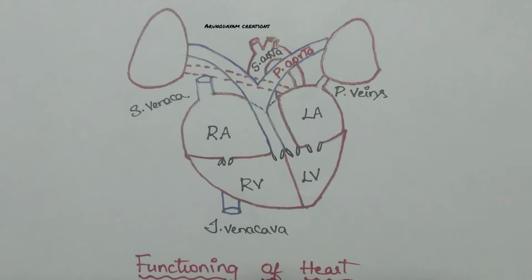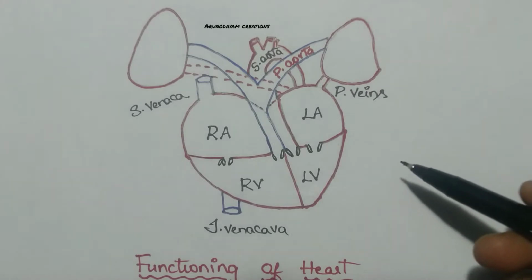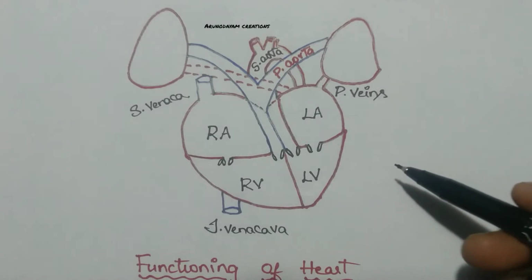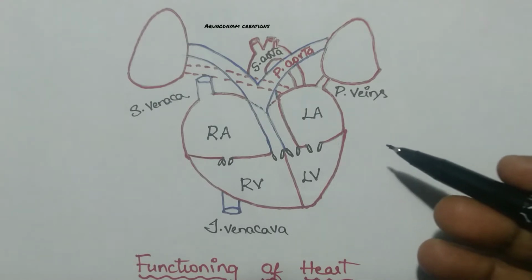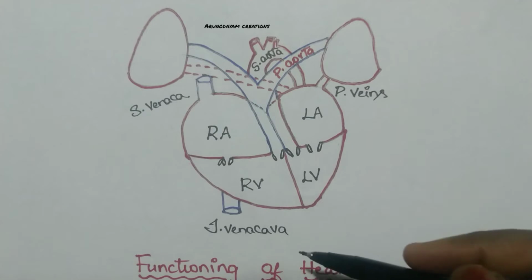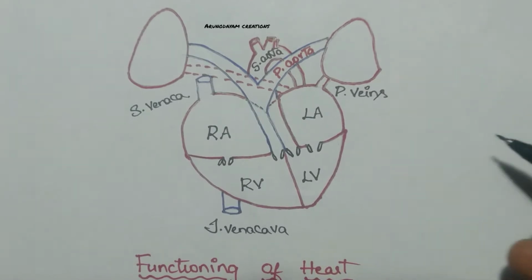Blood vessels attached to the heart and functioning of the heart. First, so many blood vessels are attached to the heart. Some blood vessels bring blood from body parts to the heart, while some take blood away from the heart to body parts. Let us see what they are.